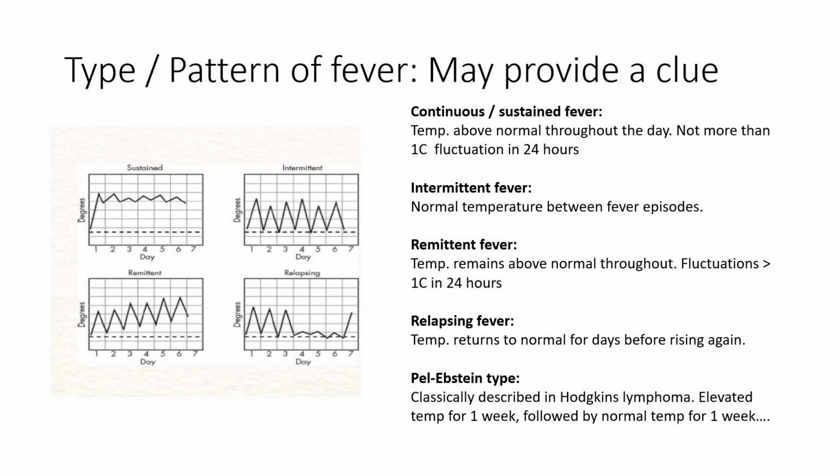And of course, there is one very classical fever, which is called the Pel-Ebstein type of fever, which was classically described earlier in Hodgkin's lymphoma, where the temperature remains elevated for a week, and then there is another week of afebrile phase, and then the temperature gets elevated again.